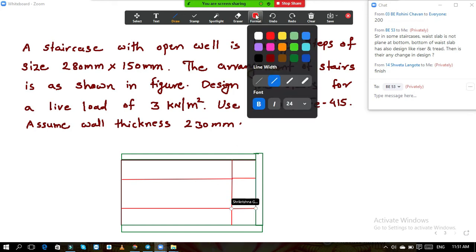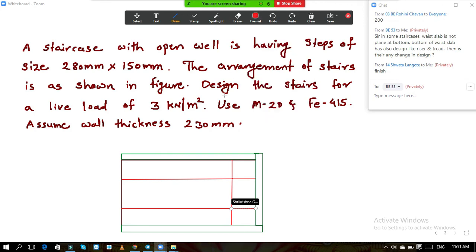Now I will draw the steps over here. Okay, so here this type of staircase is there. So you draw the diagram in the next lecture. If this problem continues, then I am not going to draw the diagram again. So please draw the diagram. They have provided the steps like this. Now I hope you understood how the staircase is.